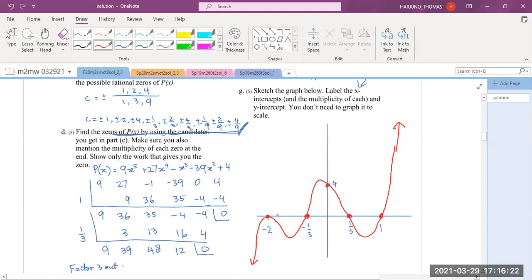If you try to graph this to scale, the graph will look very different from this. Let me show you. If you try to graph it to scale, then you will actually lose a lot of important characteristics of this function.